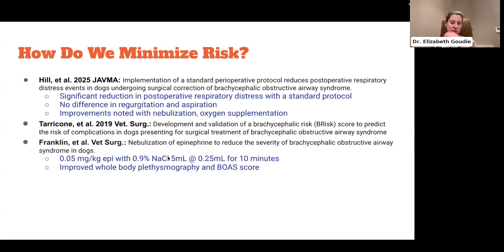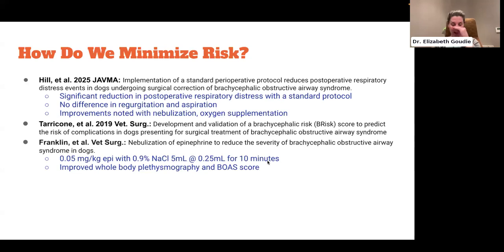So if they're already going down to ICU in the postoperative period, adding in this epi is a really easy, not that expensive thing to do, especially if you have a nebulizer already. This study was interesting. They used a whole body plethysmograph as well as a separate BOAS score from a previously validated one. I'm sorry, I don't have the year on here. I think it was 2020 or 2022. They found that the whole body plethysmograph was much improved after they did this epi nebulization in these patients, which makes sense.